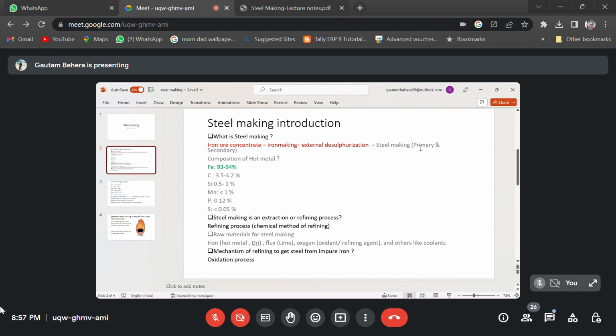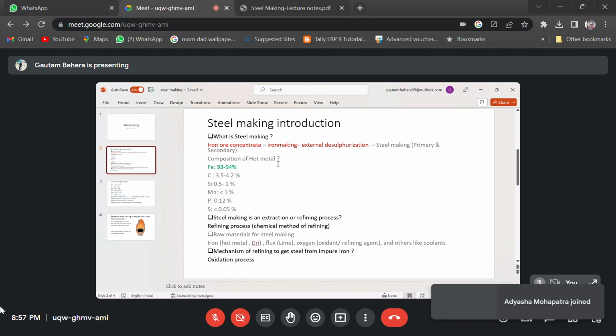Outside the furnace means obviously in a ladle. Ladle is a container in which we can pour our liquid or hot metals, and we can remove the sulfur in that. It is okay up to this? So now the question is why external desulfurization? Before steel making process, a very beautiful concept you have to remember, right? Before moving into that, let me discuss this one, and I'll answer that one.